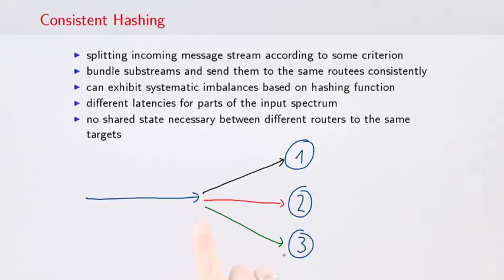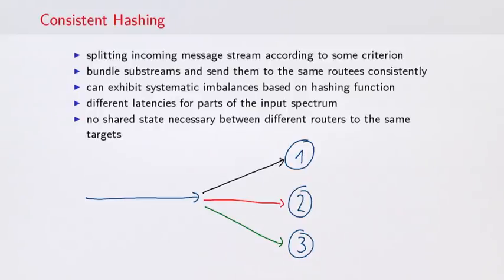This means that there also does not need to be a central authority here doing the routing, but it also means that these substreams need to be chosen such that they are of equal weight. Otherwise, it will lead to systematic imbalances between the processing times for the 3 routees. This scheme has another advantage.